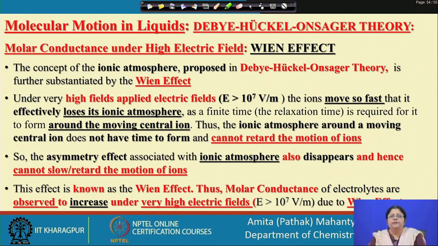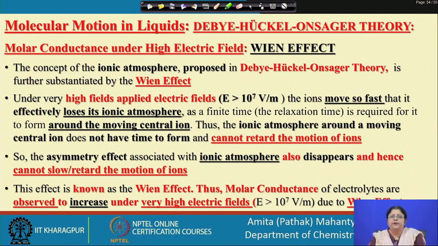Under very high applied field, of the order of 10 to the power 7 volts per meter, the ions move much faster. Okay. If the potential applied is very high, what happens? The ions are going to be rushing towards the respective electrode. So, if the positive ion is supposed to be moving towards the negative electrode, it is going to be accelerating because of the high electric field applied. So, the ions move so fast that it effectively loses the ionic atmosphere which it is surrounded with.